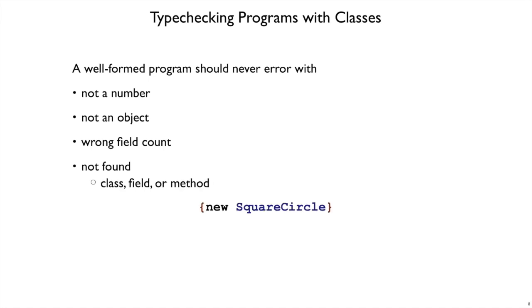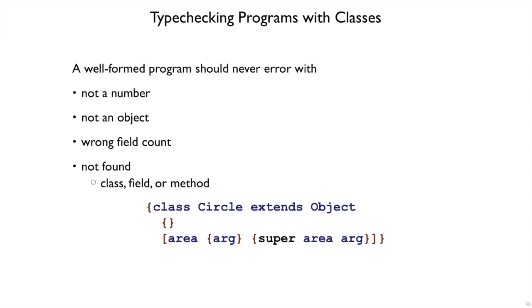And there should never be the error that a class is not found, or a field is not found, or a method is not found. For example, if we try to do new square circle and the class square circle has never been declared, then that should just not be allowed. We shouldn't be able to take a posin and try to get the z field of a posin when a posin only has x and y fields, and we shouldn't be able to try to call the area method of a posin unless the posin class actually has an area method, and this will succeed at runtime.